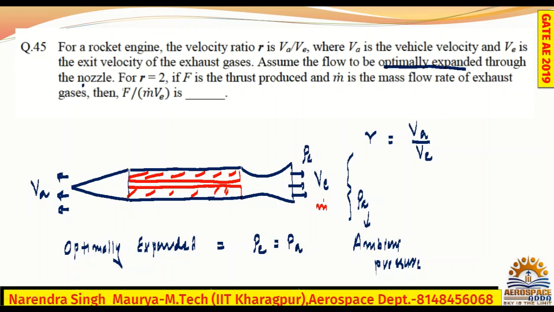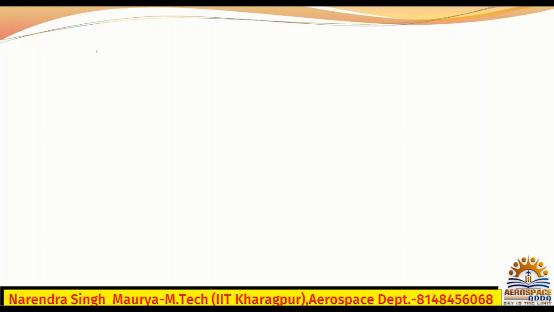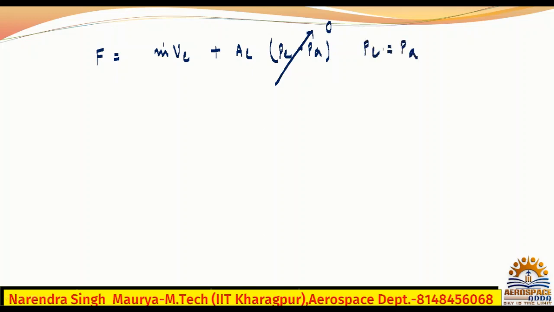So F is the thrust. We'll write the thrust formula for this. Thrust is nothing but M dot VE plus AE times (PE minus PA). It is optimally expanded, so this part will be 0. Why? Because optimal expansion means PE is equal to PA. So we got F is equal to M dot VE. F divided by M dot VE is equal to what? 1 here.